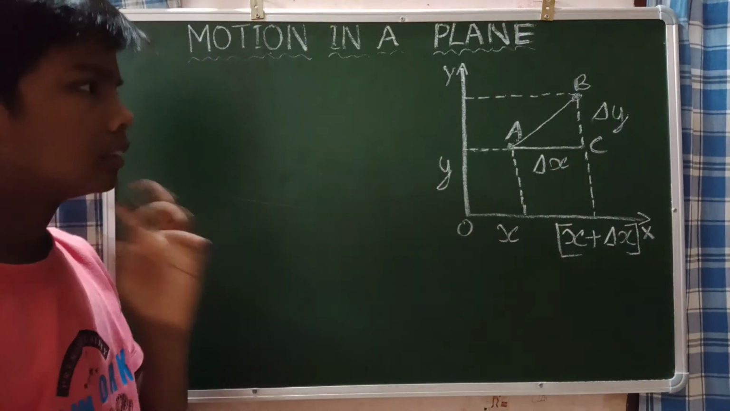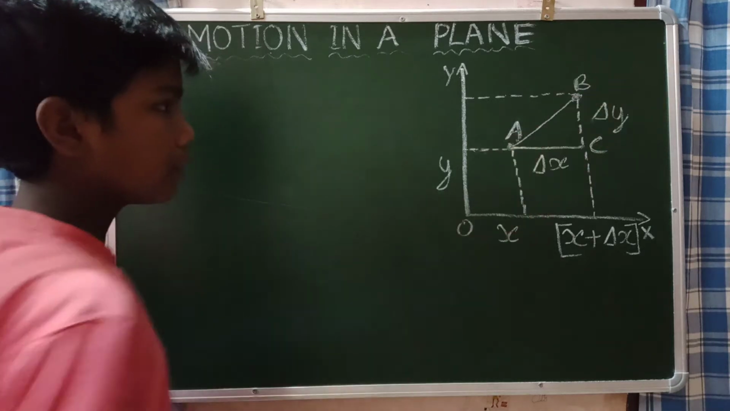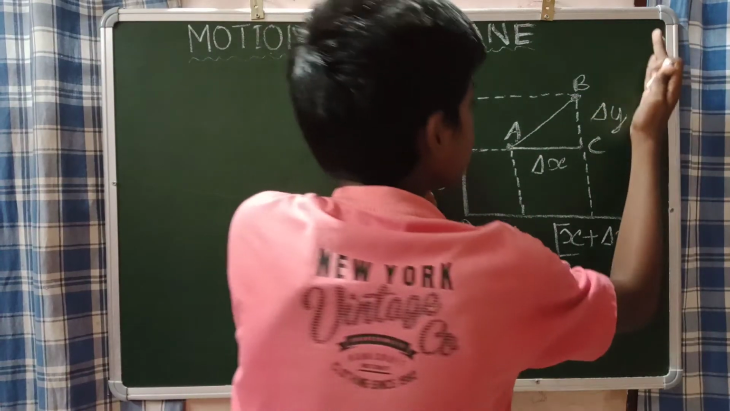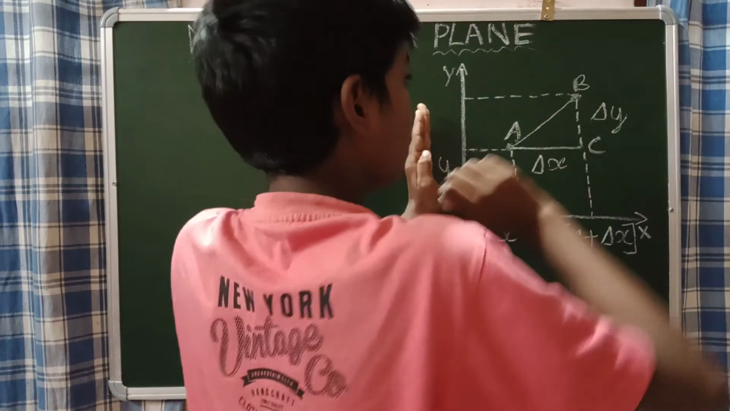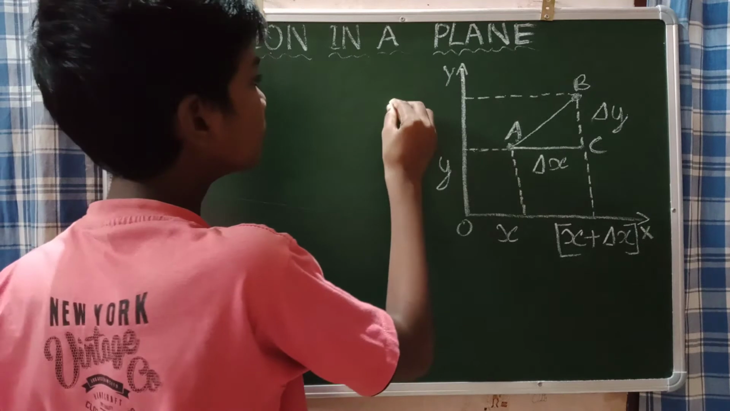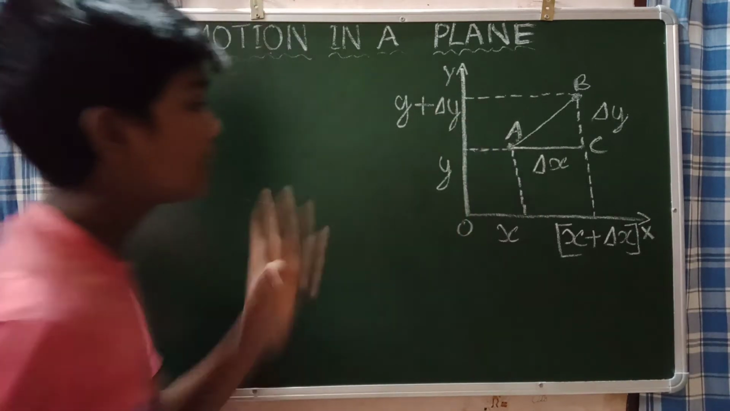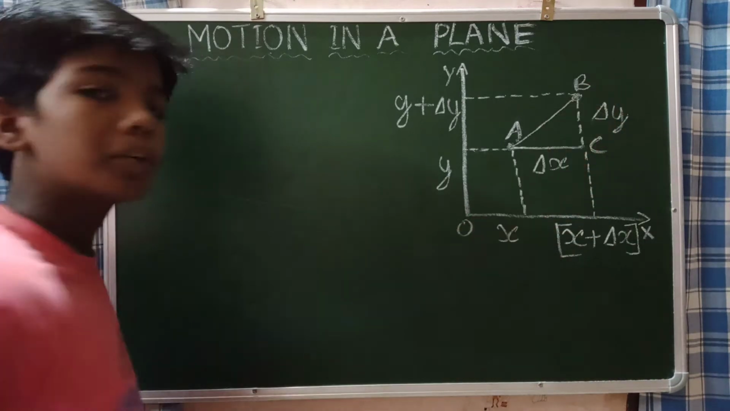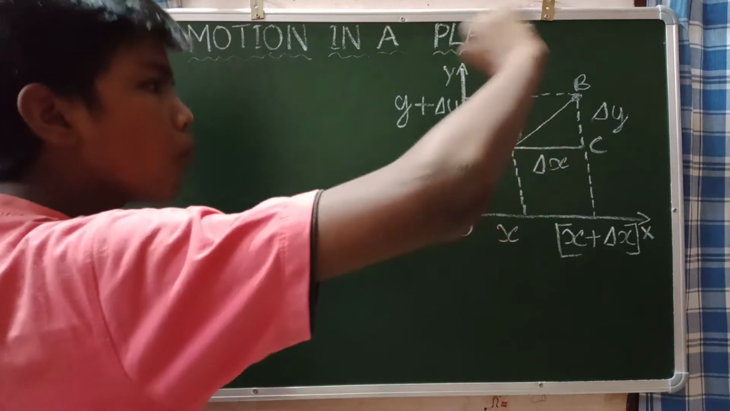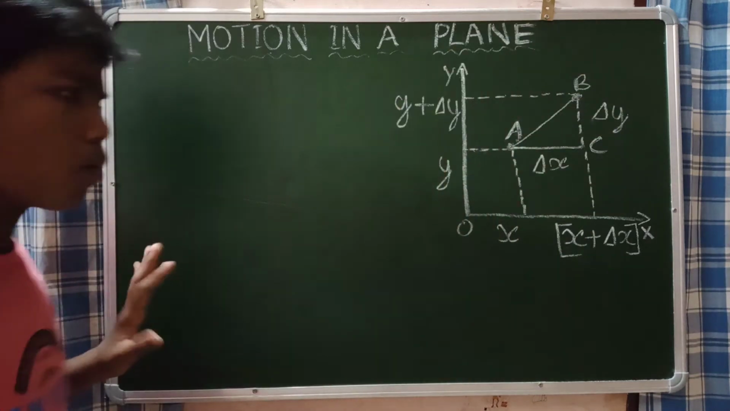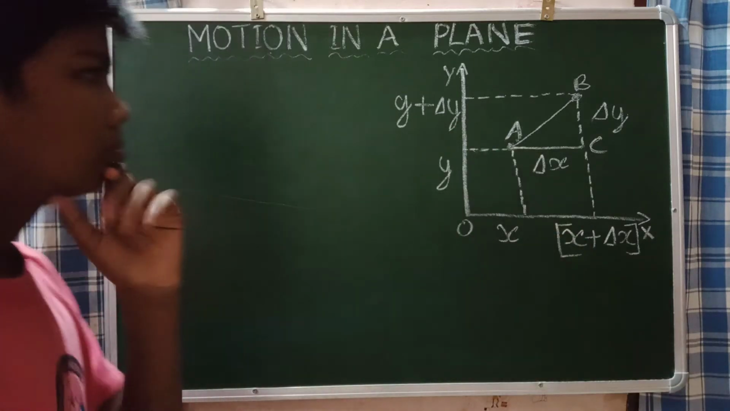Now guys, what will be the y coordinate of position B? Think of it. That will be equal to this y plus this delta y. This y plus this delta y will give us the y coordinate of position B. Basic thing guys. That is all. Now we have found the coordinates of these two positions, by using some certain terminologies.